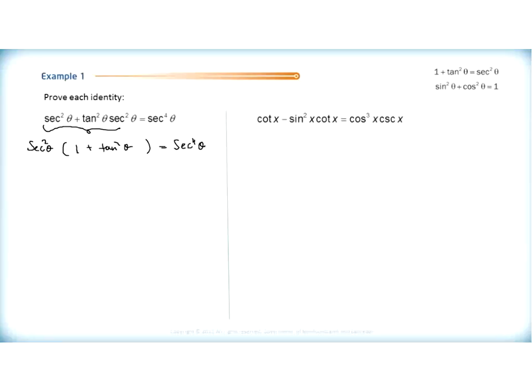Now immediately I recognize my 1 plus tan squared right here as an identity. 1 plus tan squared is equal to secant squared. So I can replace 1 plus tan squared with secant squared. And you can see now I'm pretty much done here, because secant squared theta times secant squared theta is secant to the fourth theta. And that's exactly what I have on the right side. So I'm done. Pretty simple once we remove the common factor.